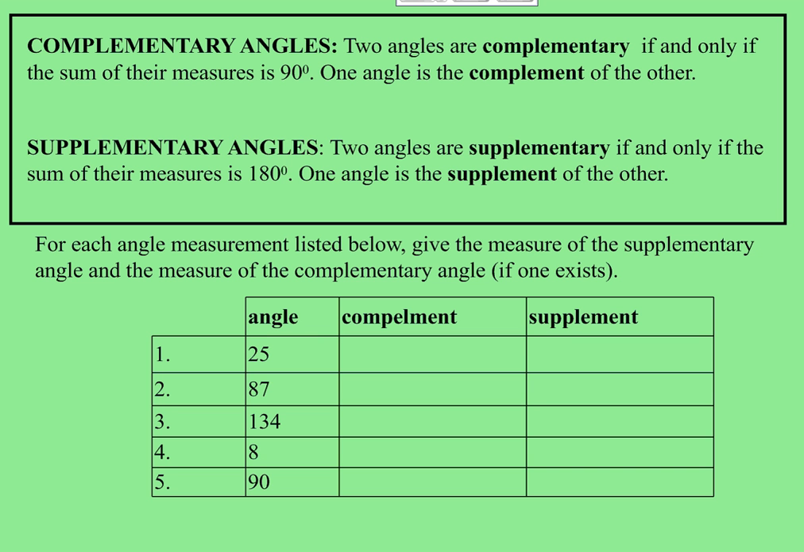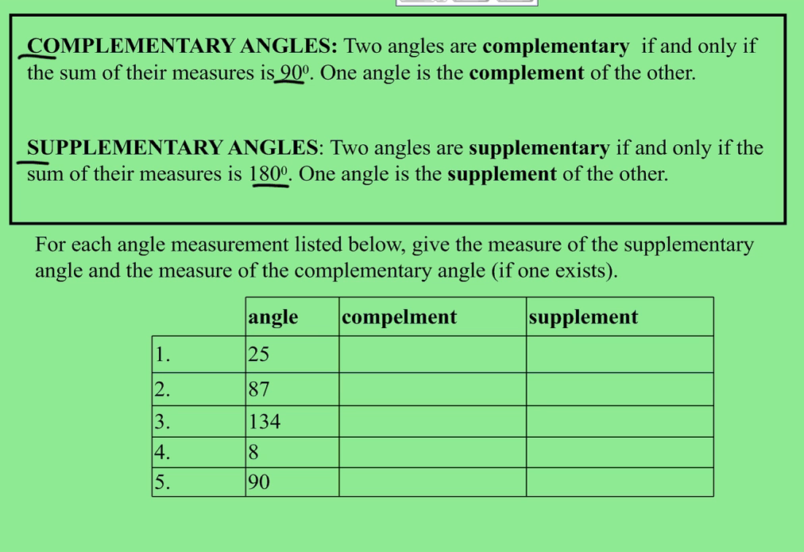Complementary, supplementary. Complementary means two angles that add up to 90 degrees. Supplementary means two angles that add up to 180. The easy way to remember that is that C comes before S in the alphabet, and 90 comes before 180. Complementary is 90, supplementary is 180.